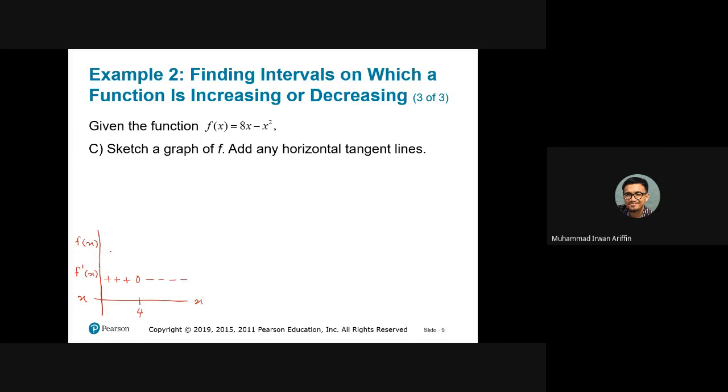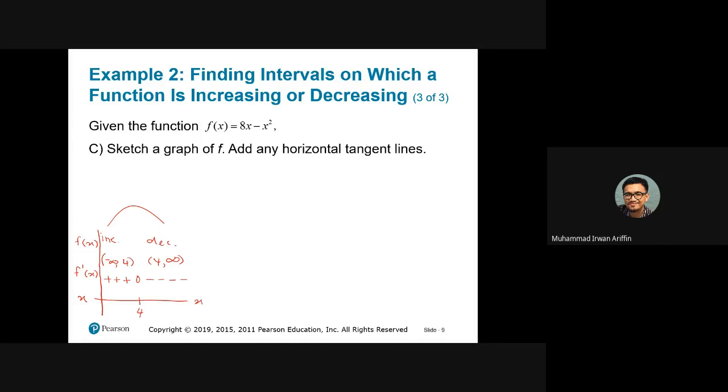And when x is greater than 4, we know the slope is negative. So what happens to our function? This is from negative infinity all the way to 4, and this is from 4 all the way to positive infinity. So our function here would be increasing, and this one would be decreasing. More or less, it will look something like that. So this is already a hint.